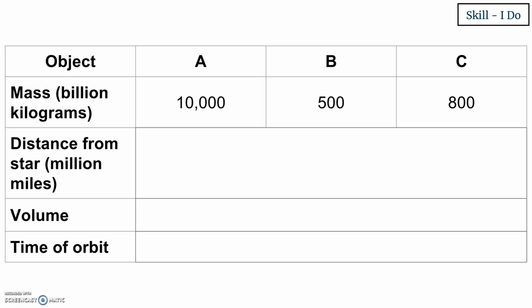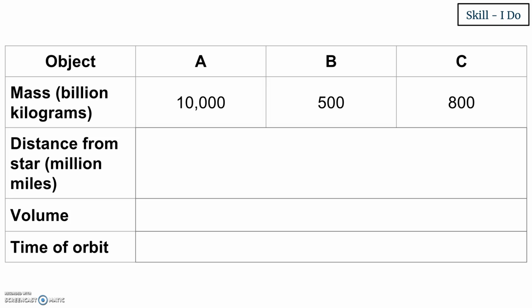So based off of this data table, which object would have the most gravitational pull and why? When you think about that, we know that two things affect gravitational pull: mass and distance. The greatest mass here is object A, therefore object A would have the greatest gravitational pull. The least gravitational pull would be object B, because that out of the three objects has the smallest mass.